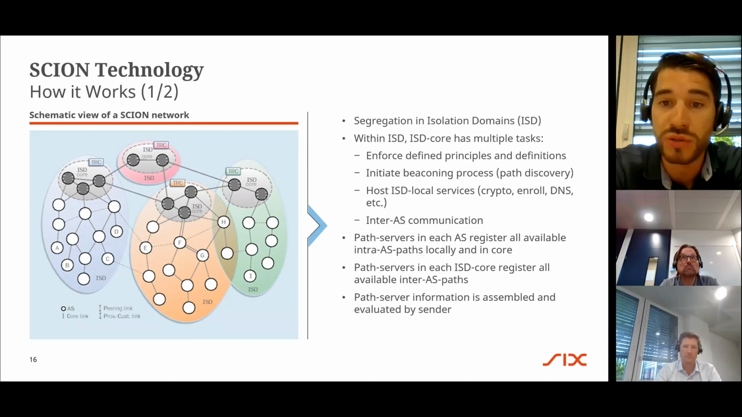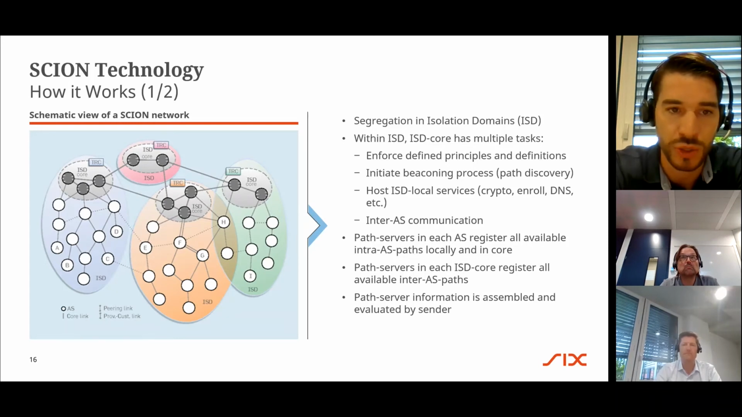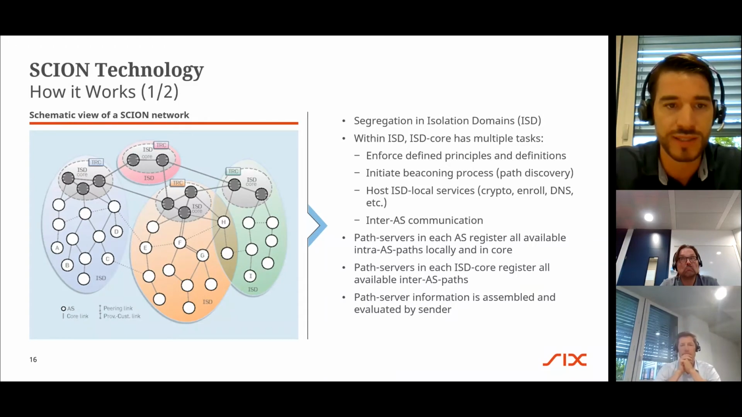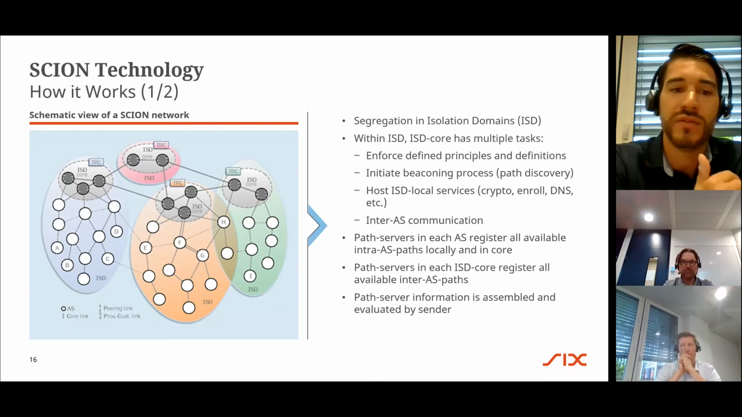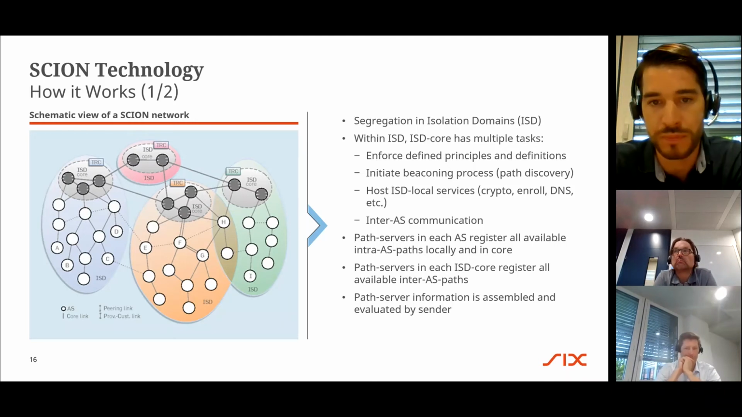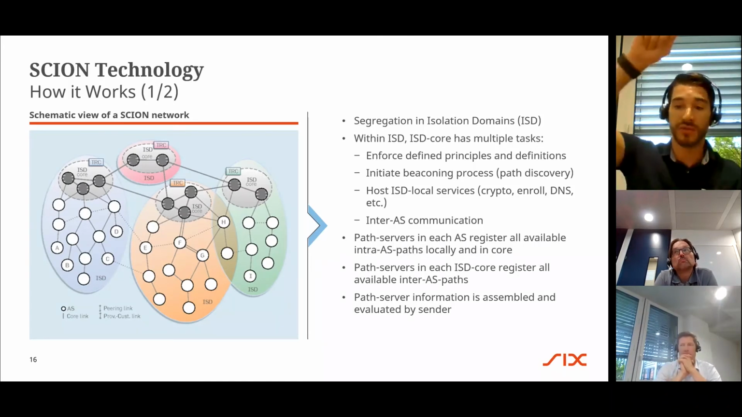Then there is the beaconing process, which is very important for the functionality to explore the various paths within the network. What happens is that each ISD core AS sends out beacons towards downstream to its neighbor ASs, which then forward those beacons to their downstream ASs, and so on and so forth, resulting in the customer AS at the very bottom receiving all the paths that are available to reach the ISD core. That allows you to create the upstream path.